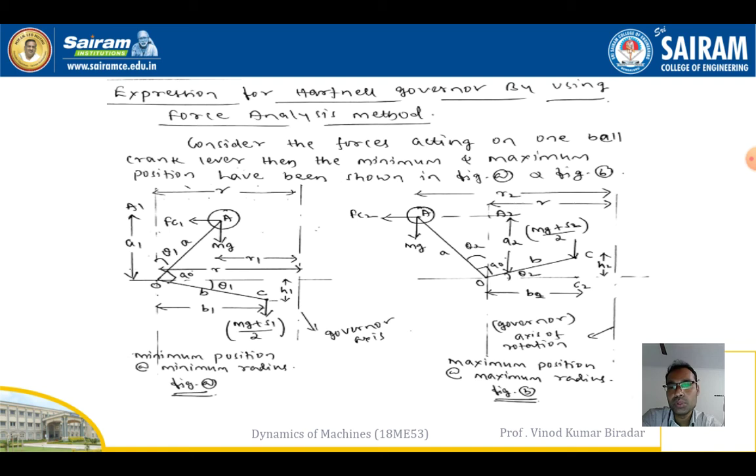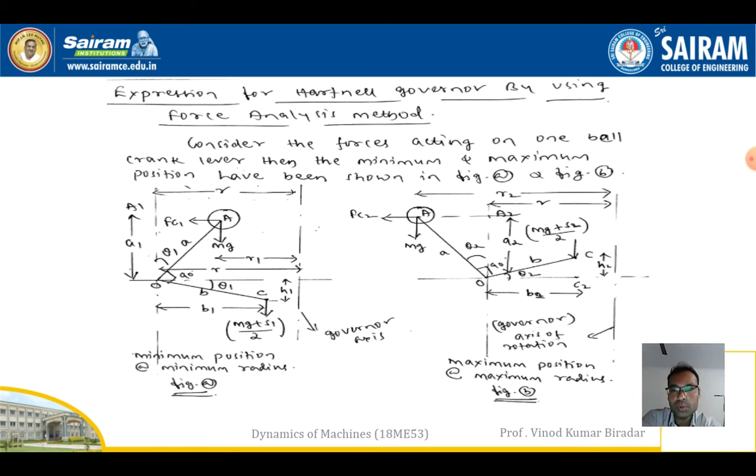OA, let us assume, is A1. While the shaft rotates, when you switch on the shaft, a centrifugal force is generated at the center of mass of the ball, at A1. That force is called centrifugal force 1, which is the controlling force. At the same time there is a gravitational force, W equal to mg, as shown here. The bell crank lever is mounted at point O, and the distance from the axis of the shaft is taken as the radius, R.